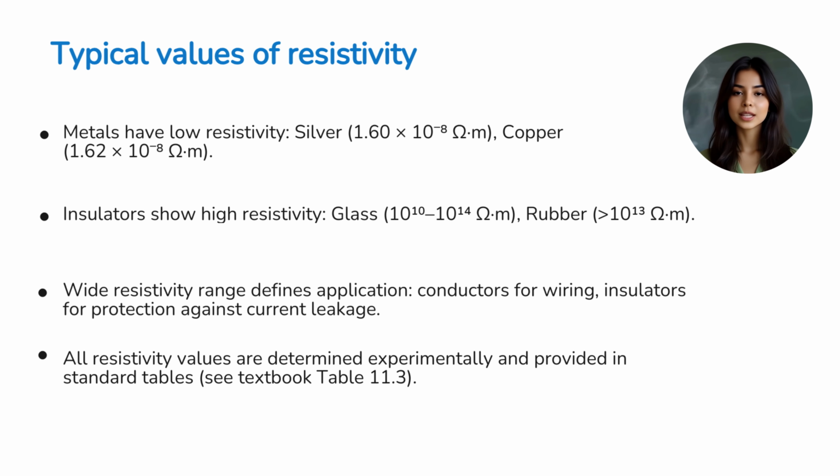So here's the big idea. Low resistivity, perfect for conductors that carry current. High resistivity, ideal for insulators that protect and block current. All these values come from careful experimental measurements recorded in tables for us to use. So the next time you see a copper wire wrapped in rubber insulation, remember, it's not just an everyday material, it's smart science choosing the right tool for the right job.